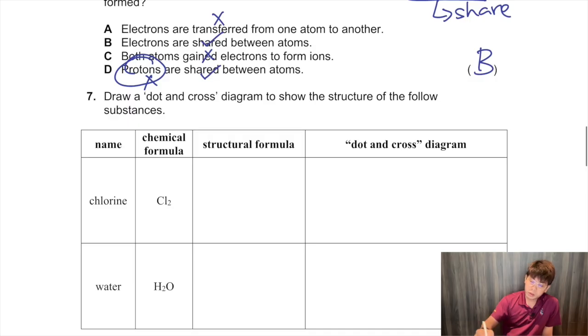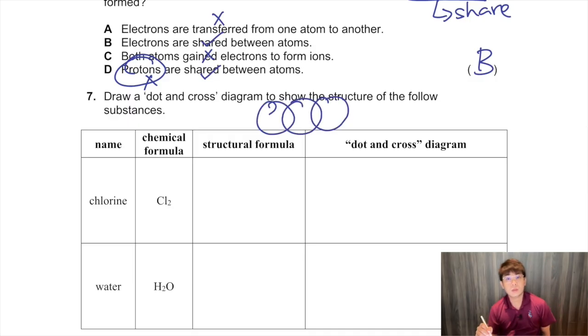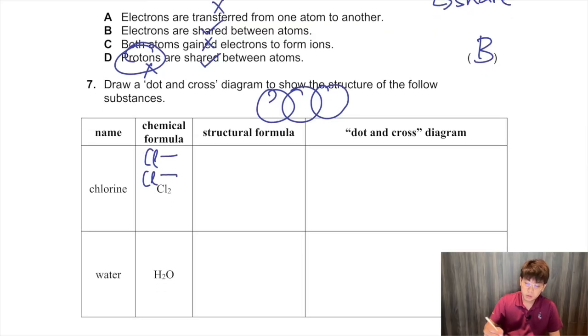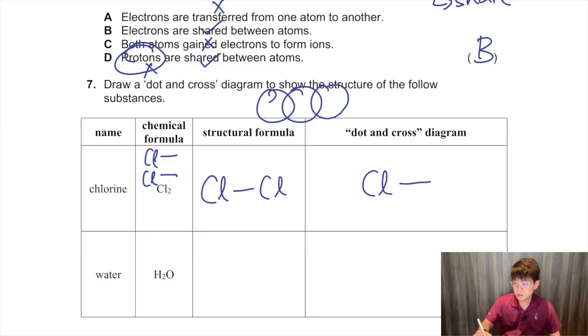Alright, now dot and cross of covalent substance is the one that looks like this. So overlapping circles, right? Different from the ionic. So chlorine is Cl2. You must remember that Cl, if you look on top of the periodic table, is 1 minus, right? So that means it can form 1 bond. So structural formula will look like this, Cl-Cl. So the dot and cross diagram will look something like that. Cl Cl, draw your overlapping circles.